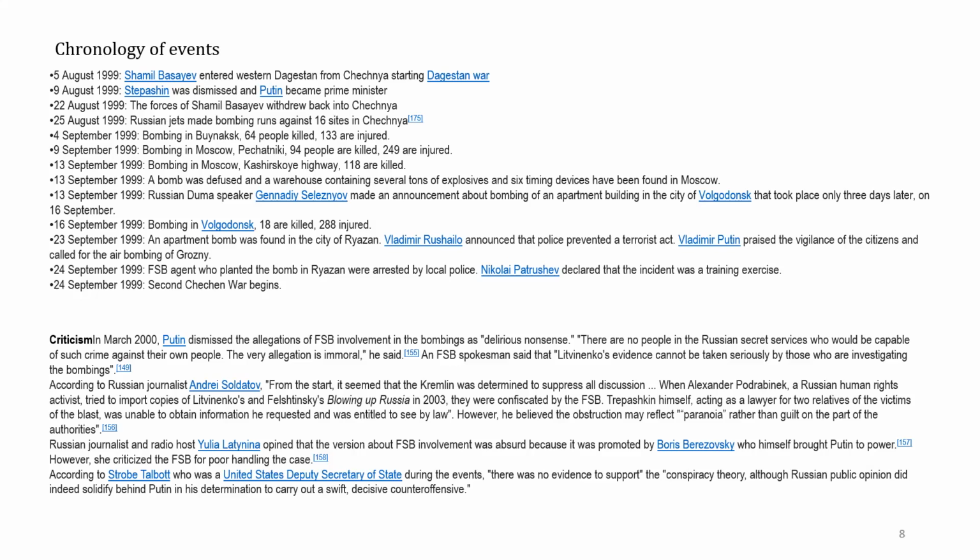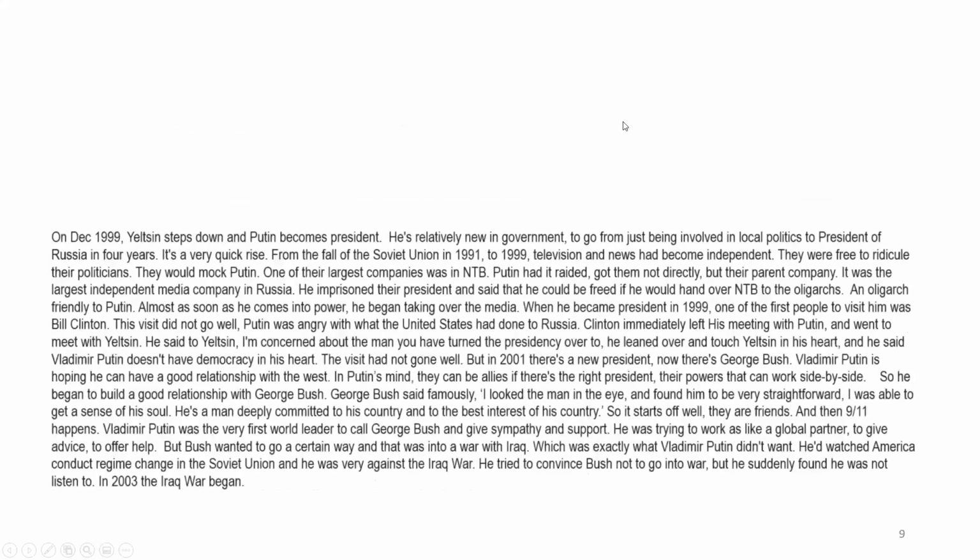According to Strobe Talbott, who was a United States Deputy Secretary of State during the events, there was no evidence to support the conspiracy theory, although Russian public opinion did indeed solidify behind Putin in his determination to carry out a swift, decisive counteroffensive. Incredible.